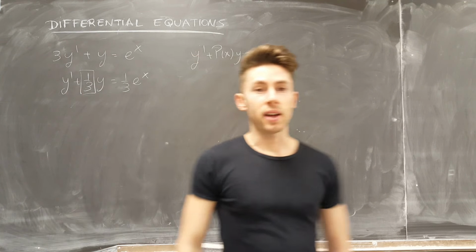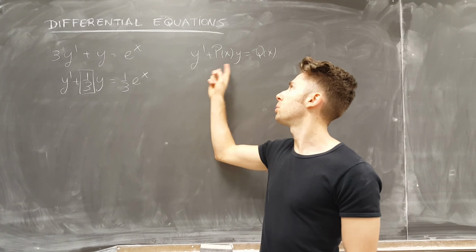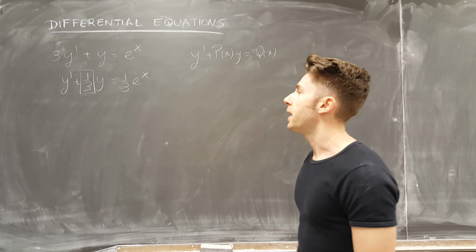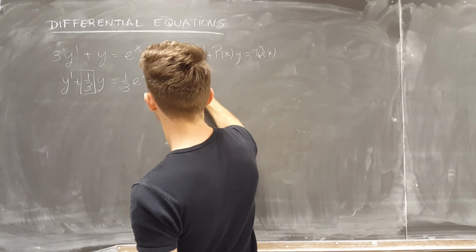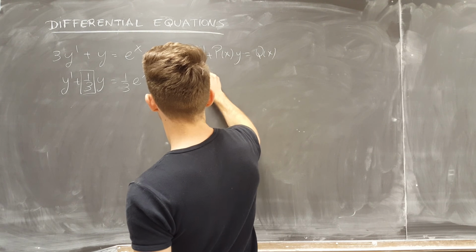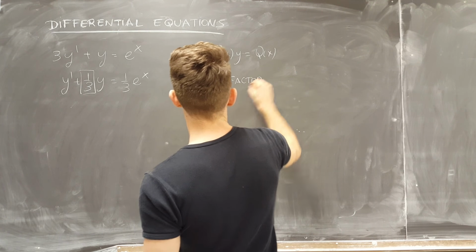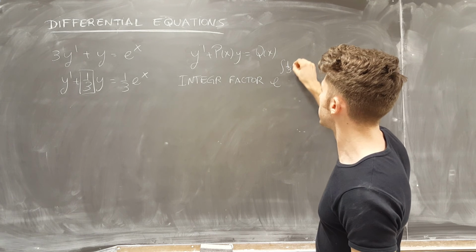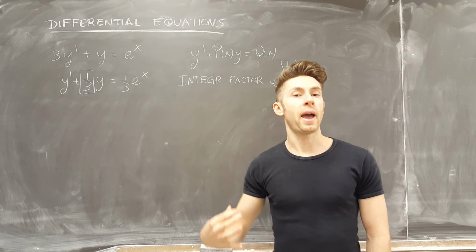And then we finally see the coefficient of y is 1/3. That's what we call p of x here. In this case, it's a constant function of x. And the integrating factor will be e to an integral of 1/3. So that's going to be e to the 1/3 x.